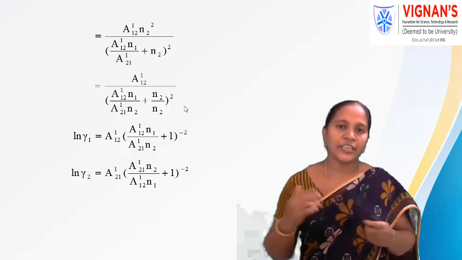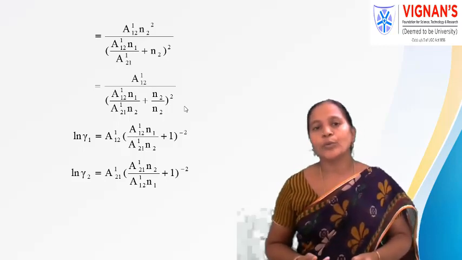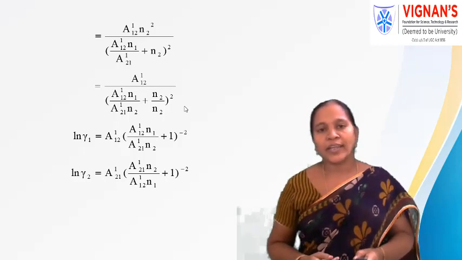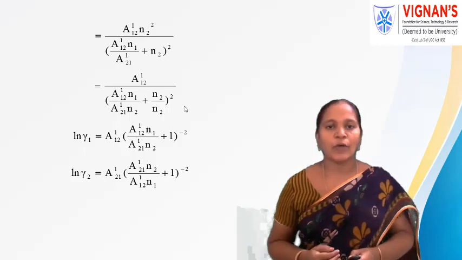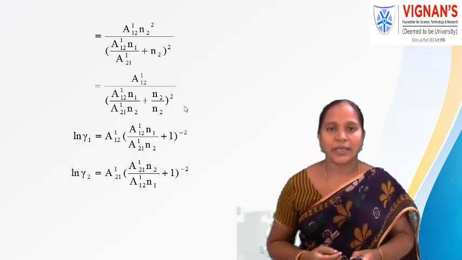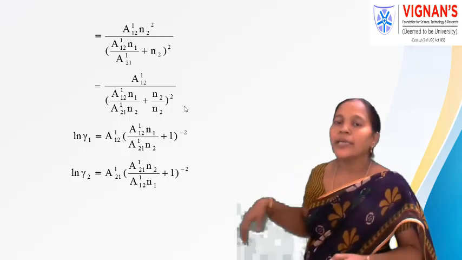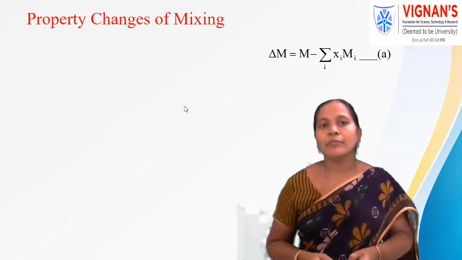Similarly, differentiating with respect to N2, ln gamma 2 is equal to A21 multiplied by (A21' N2 divided by A12' N1 plus 1) whole power minus 2. These two are called the Van Laar equations. Now coming to property changes of mixing.